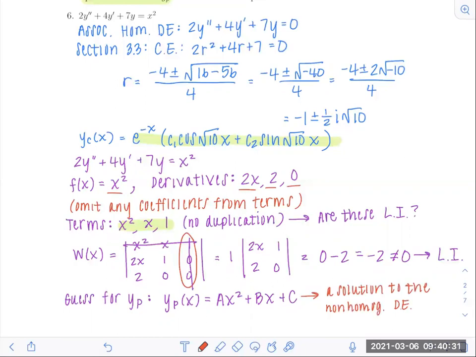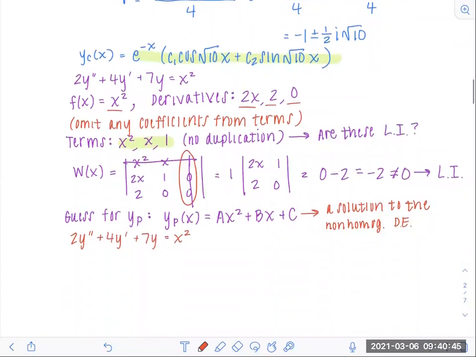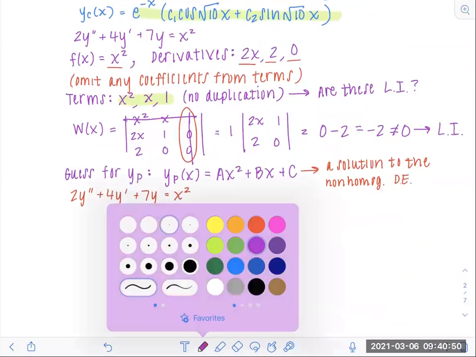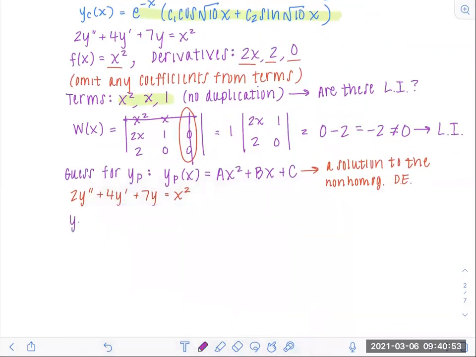So when I'm looking back up at my original differential equation, and let me actually recopy it down here, we have 2y double prime plus 4y prime plus 7y equals x squared. When I look at that, I recognize that I need the first and second derivatives in order to plug it in. So let's go ahead and find those first and second derivatives. Yp prime of x is 2ax plus b, and yp double prime of x is just 2a. So now let's substitute this into the original DE.